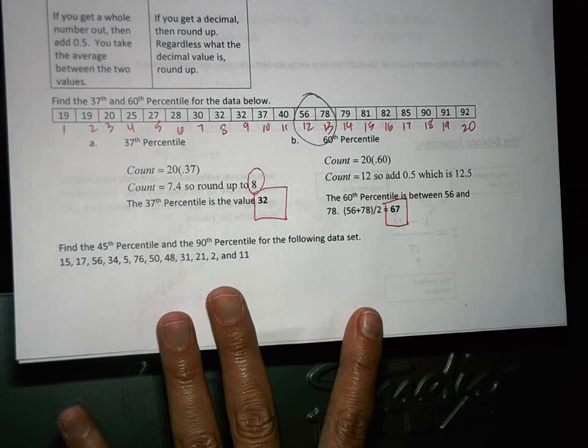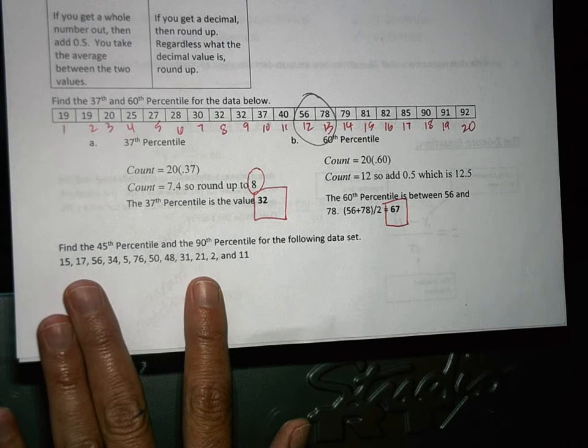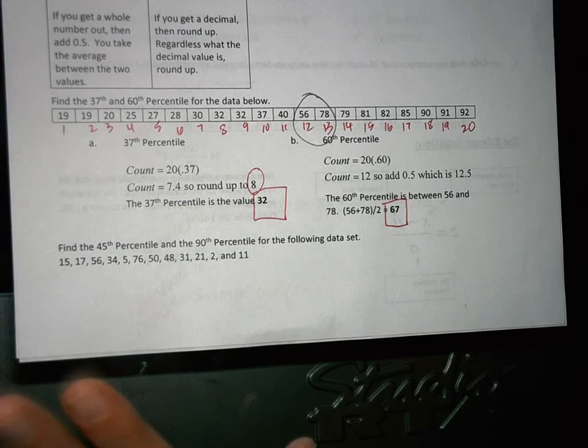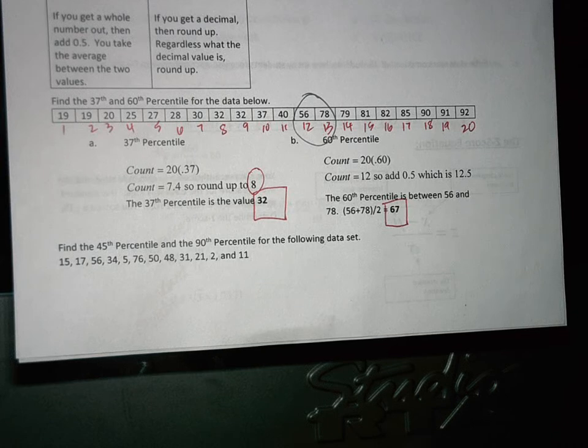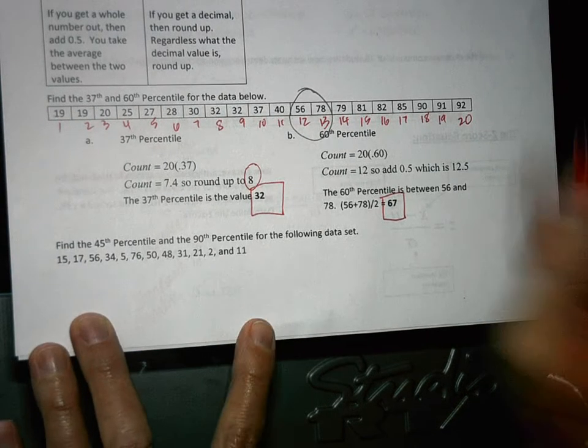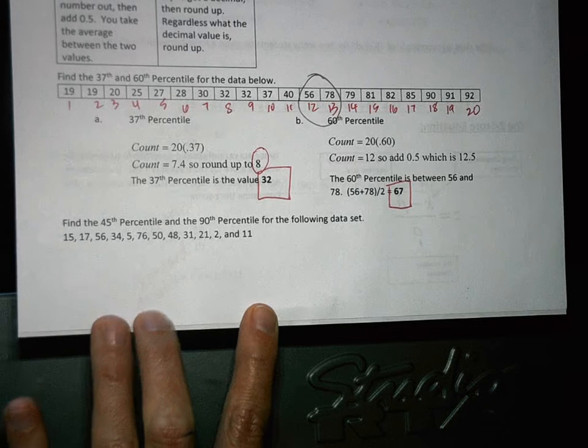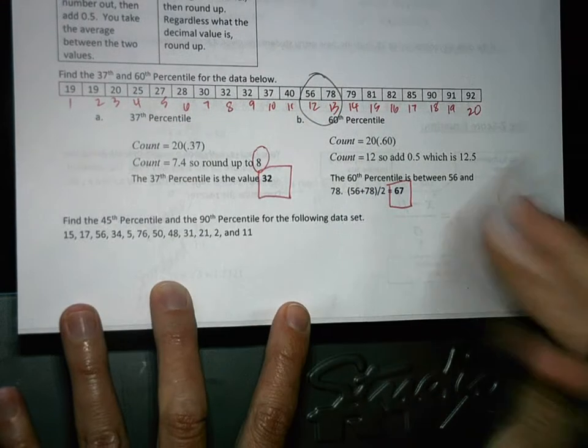Okay, we're going to try one on our own now. The first thing, though, that you always need to do is make sure your data is in order. Okay, so we're going to list it in order. Normally, as I'm writing these down, I will mark them off because sometimes it's confusing with all those numbers.